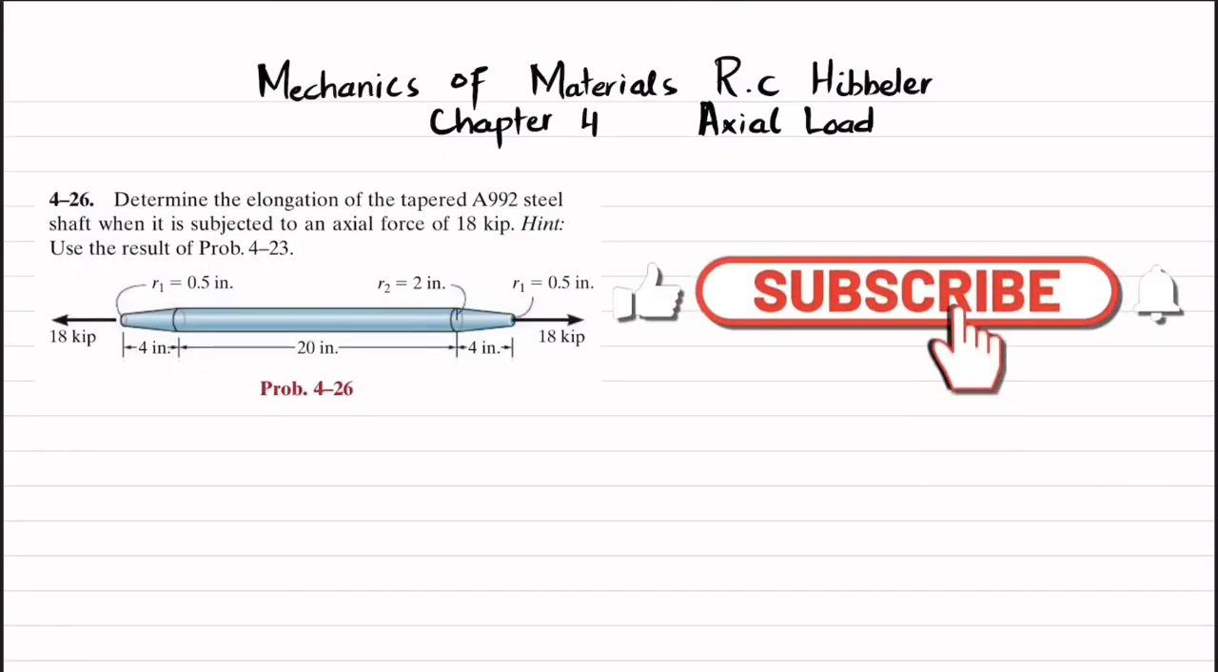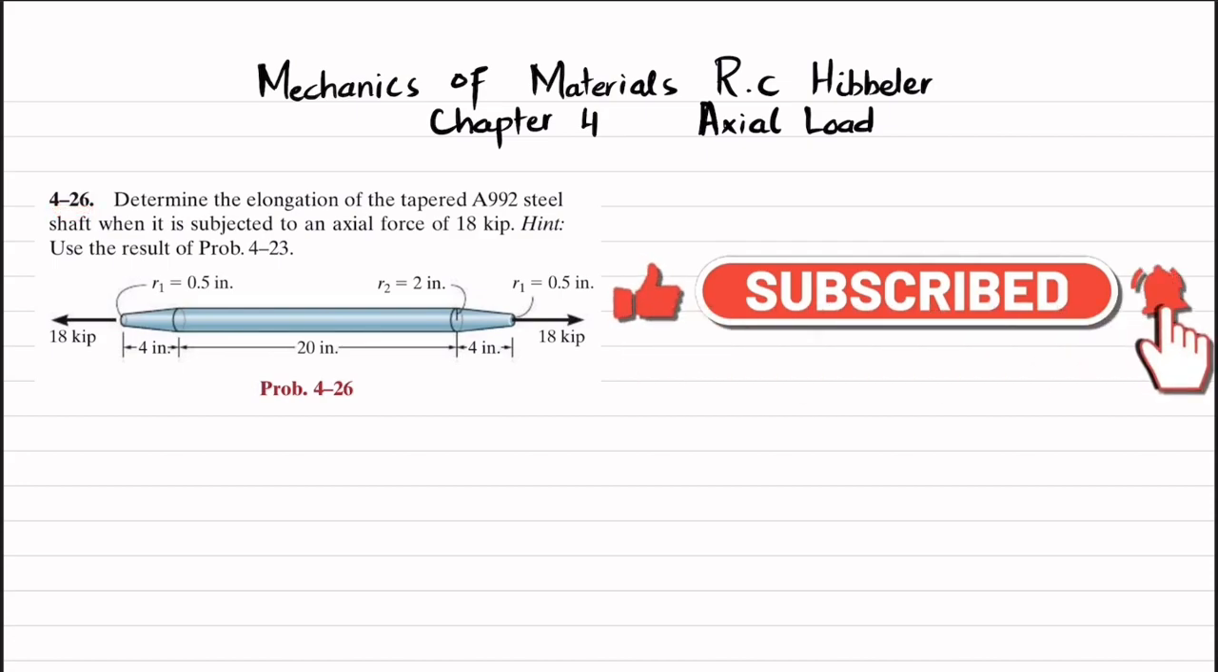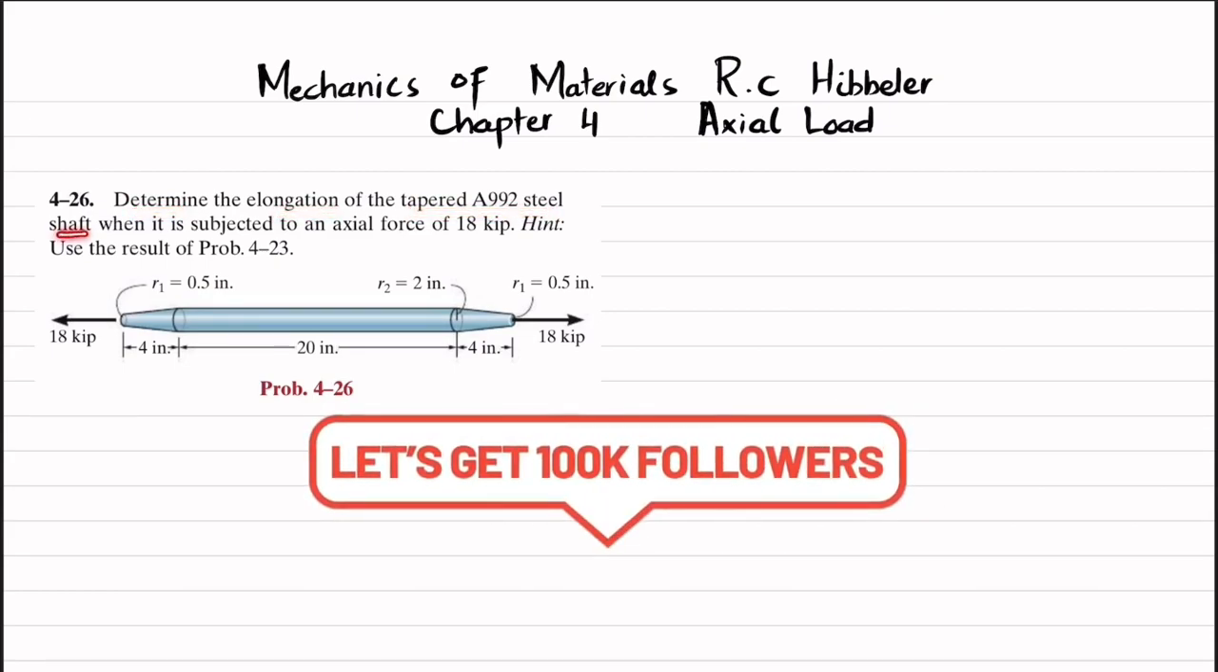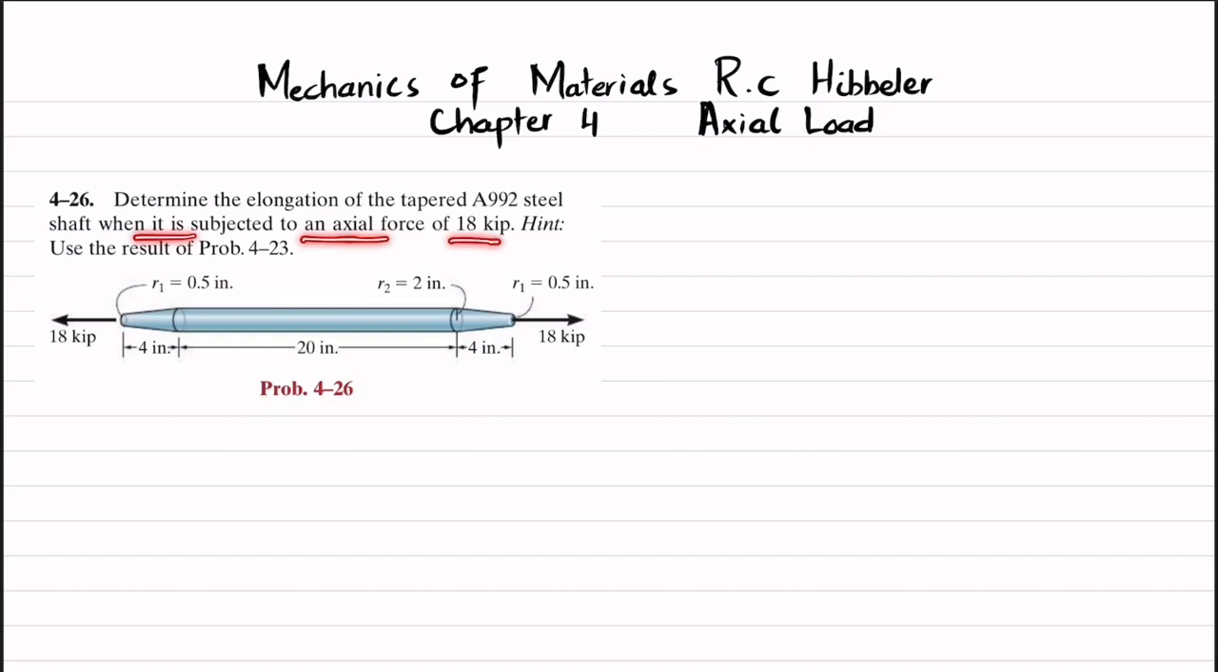Welcome back. Problem 4-26. This problem is taken from chapter number 4, Axial Load, and the book name is Mechanics of Material by R.C. Hibbeler. So the statement is: determine the elongation of the tapered A992 steel shaft when it is subjected to an axial force of 18 kips. The hint is to use the result of problem 4-23.